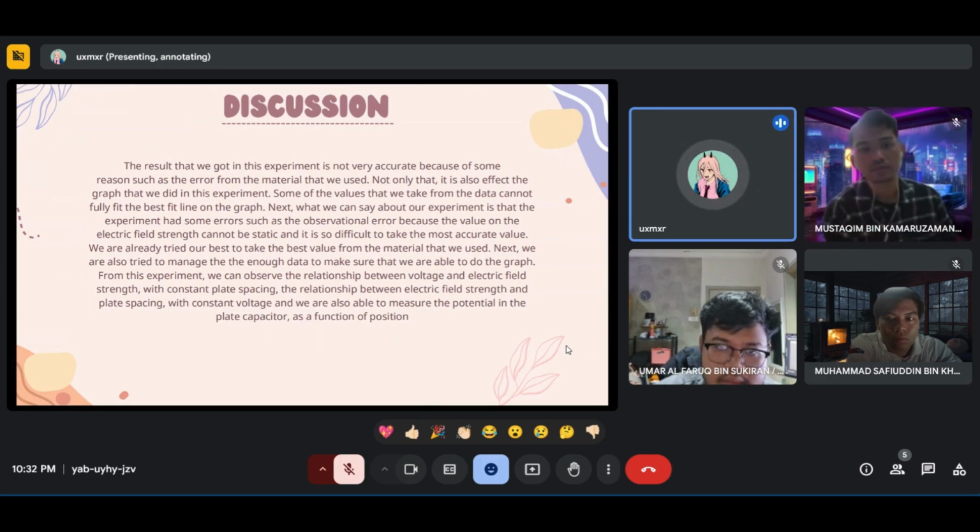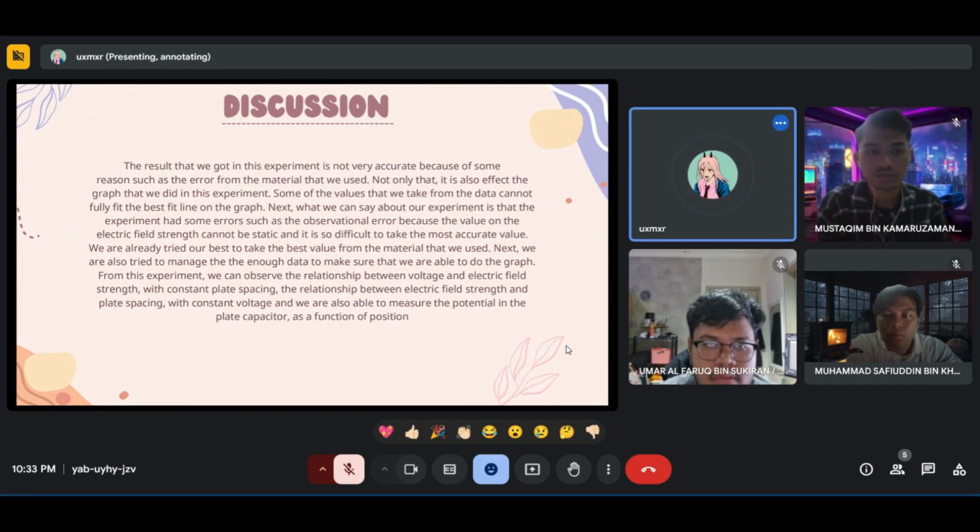Next, what we can say about our experiment is that it had some errors, such as observational error, because the electric field strength cannot be static and it is so difficult to take the most accurate value. We already tried our best to take the best value from the material that we use. We also tried to manage the data well enough to make sure that we are able to do the graph.